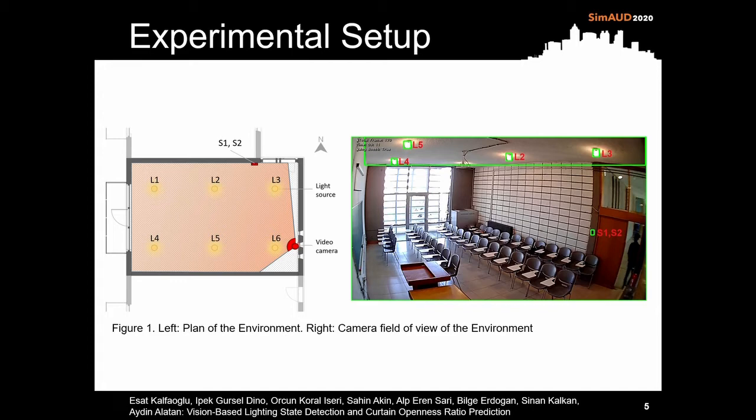There are 2 switches, S1 and S2. L2 and L4 are connected to S1, and L3 and L5 are connected to S2. There is also a big green box on the right figure to indicate the ceiling region of the classroom. Additionally, the window region is clearly visible in the camera field of view.